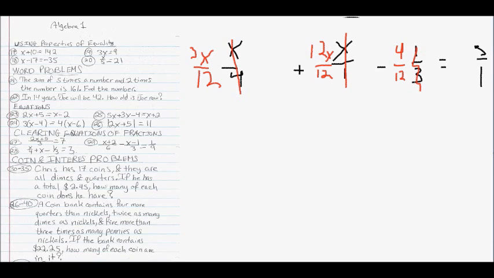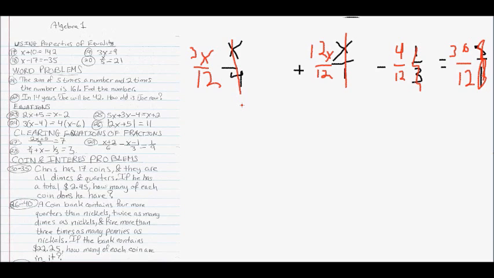3 goes into 12 how many times? 4 times. That's going to be our new fraction, because 4 times 1 is 4. And 1 goes into 12 how many times? 12 times. So it's going to be 12 times 3, which is 36. That is our new fraction. Now all we have to do is add them up.